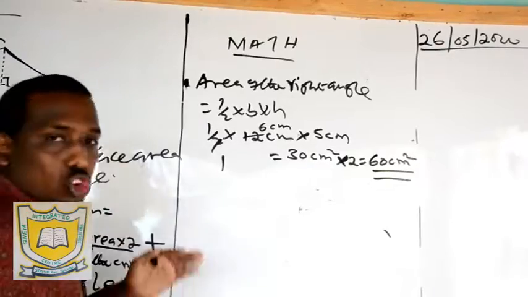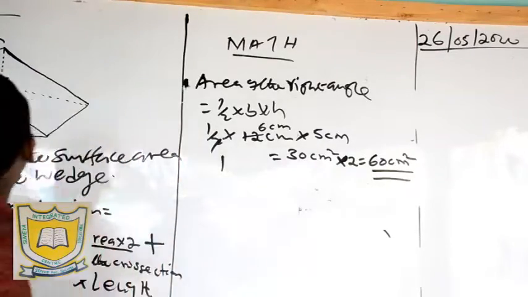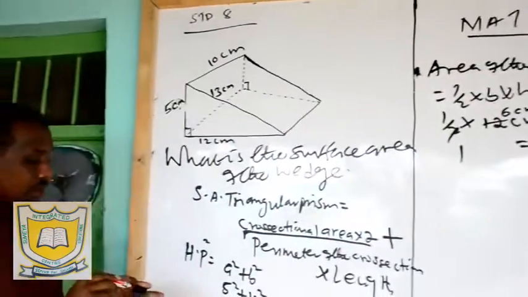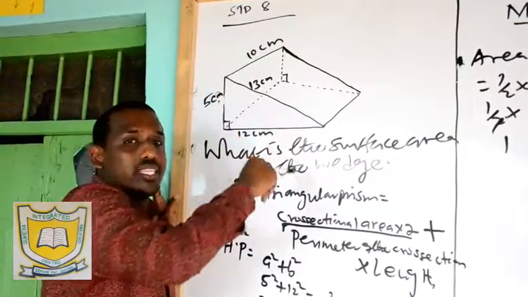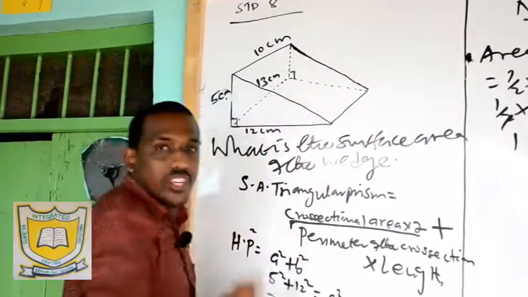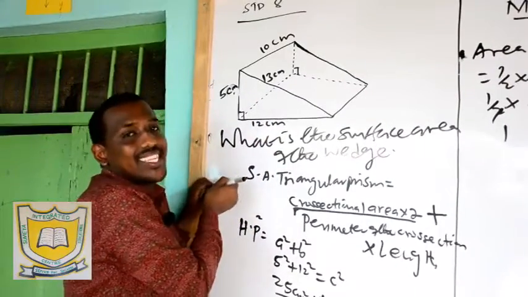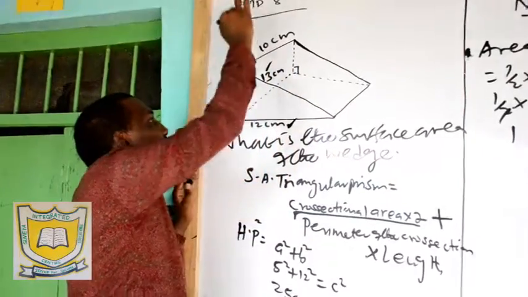So the formula was cross-sectional area times 2 plus the perimeter of the right angle triangle. How do we get the perimeter of this right angle triangle now? Perimeter, we said, is the distance all the way around the figure. So to get the perimeter of this right angle triangle, you only add the 3 sides. So you add 12, 13, and 5.